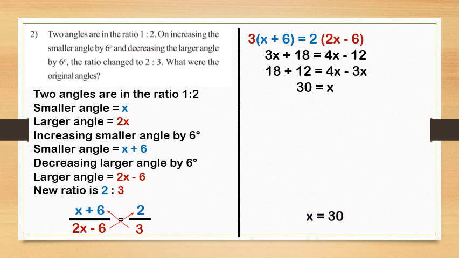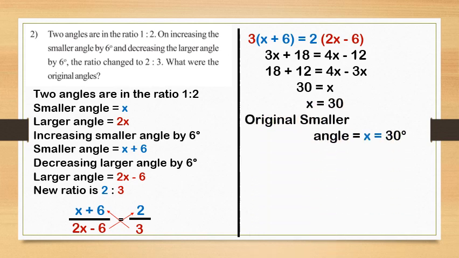We know smaller angle equal to x. Substitute x equal to 30, we get smaller angle equal to 30 degrees. And larger angle is 2x. Substitute x equal to 30, we get 2 into 30 degrees equal to 60 degrees.